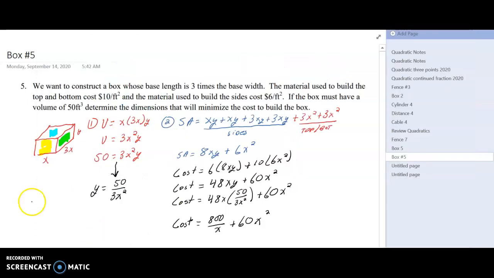So going back to the problem, in the left corner here, the minimum cost is 637.60. And in the right corner, I'm going to do the dimensions. So we know x is about 1.882 feet. I also need to calculate 3x, and then I need to calculate y to get the dimensions.